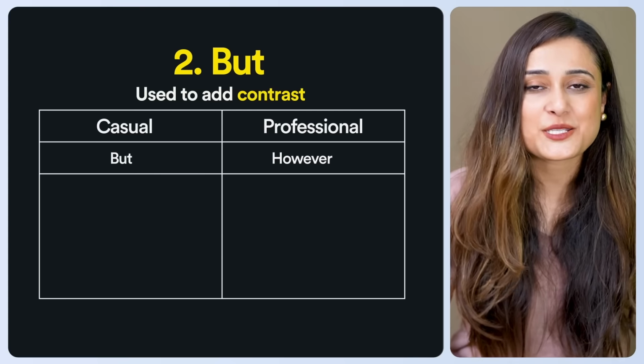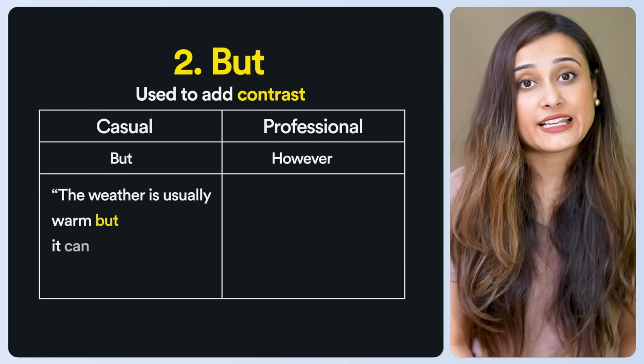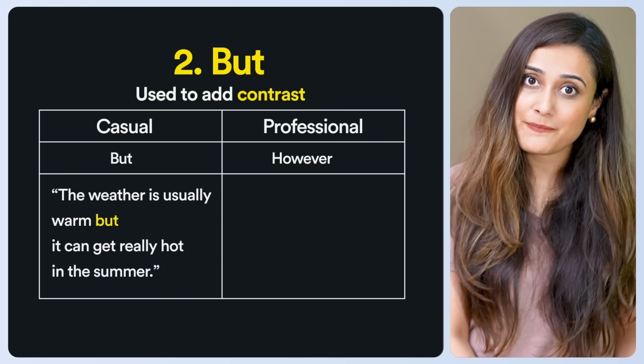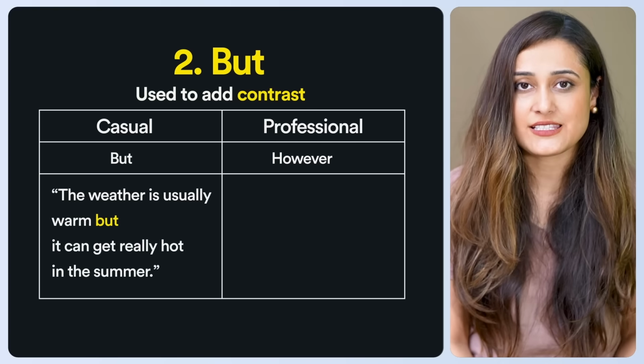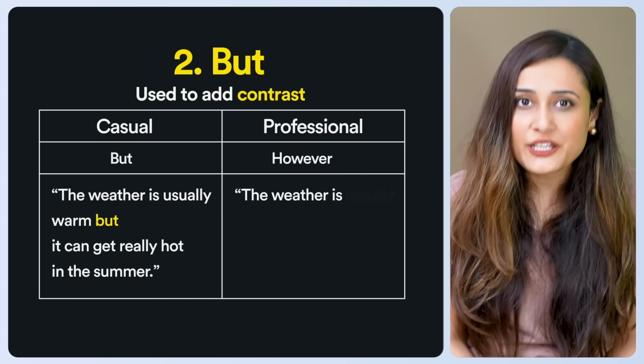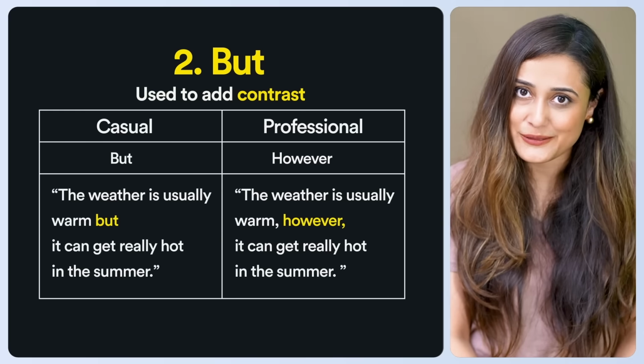Let's take up the sentence by casual Alina. The weather is usually warm, but it can get really hot in the summer. Now, how do you say this exact same sentence with however? Let's see. The weather is usually warm, however, it can get really hot in the summer.